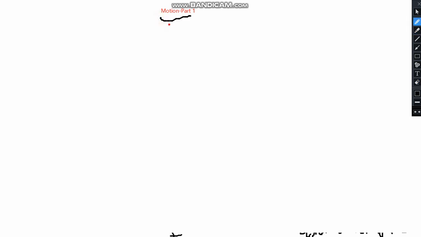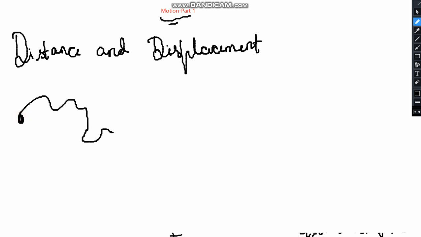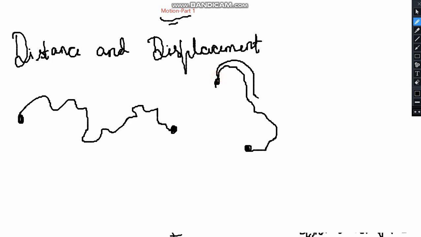When we discuss motion, the first things which come to our mind are distance and displacement. Let's not worry about the definition first. According to you, what do you mean by displacement? Well, you start from your home and go to your school, taking different paths, or walk from your home to your school like this. Anyway, this is the distance. The path length you just covered here, that is the distance.